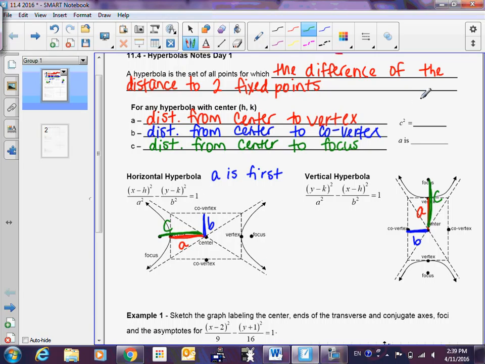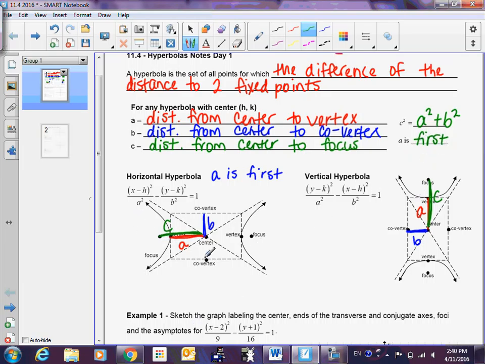All right, we do have a formula for C squared. Look on your blue card. It's a little bit different than the one from ellipses. A squared plus B squared. What was the formula for ellipses? A squared minus B squared. Man, that would be so easy to get mixed up. Good thing we have a formula card. And then A is always first. Okay? So that's where we're supposed to write that down.